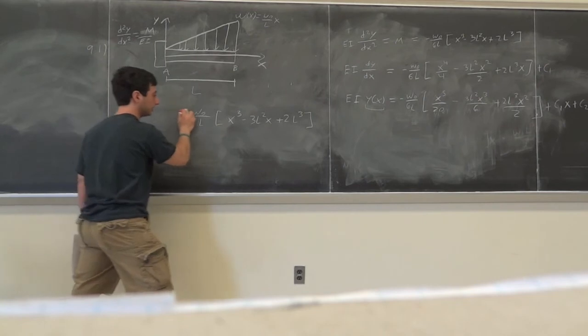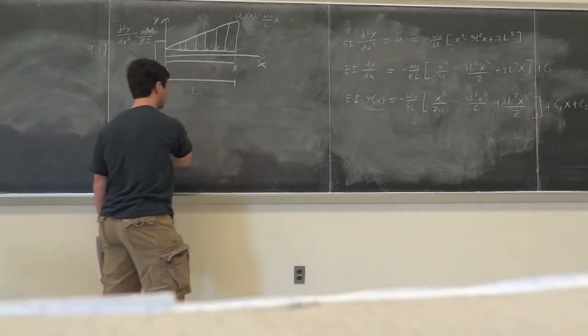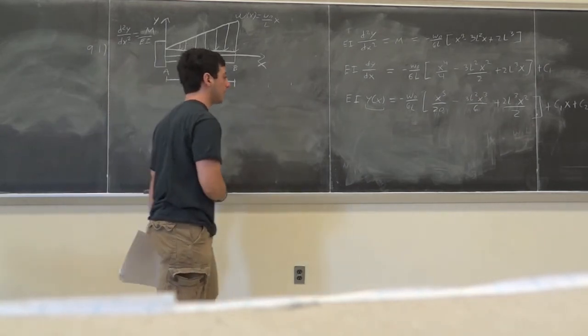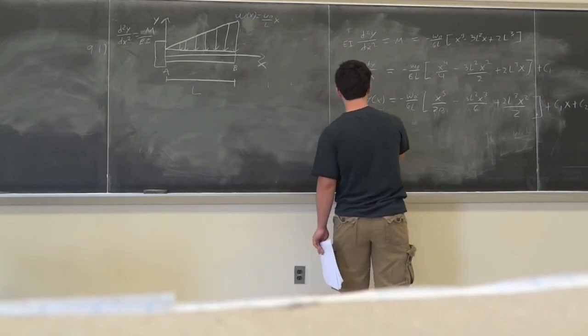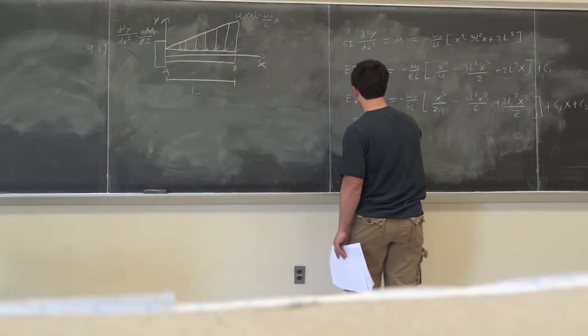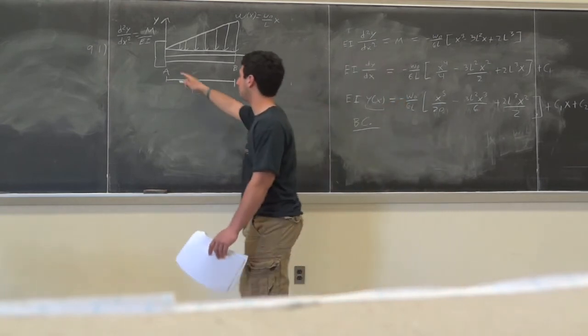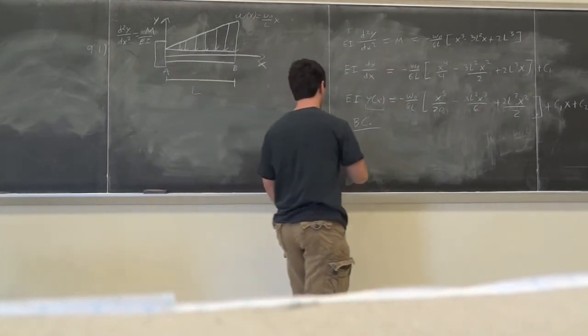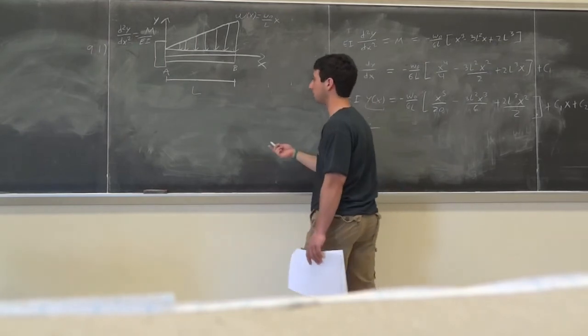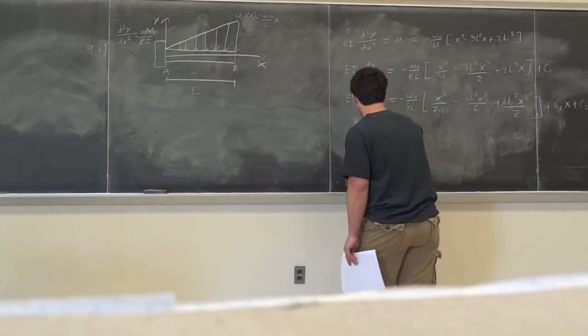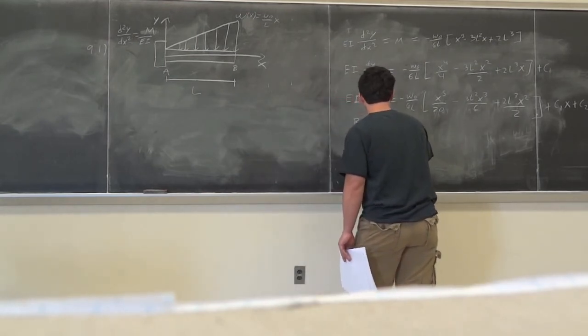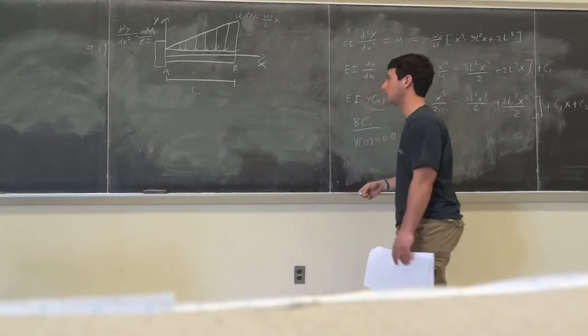Alright, so let's erase this. Alright, so now we need the boundary conditions. What are the boundary conditions? Y of 0 is 0. Yeah, exactly. Y of 0 is equal to 0 over here, that's right. Right? Because there's no deflection there. So y of 0 is equal to 0. That's your first condition. What else?